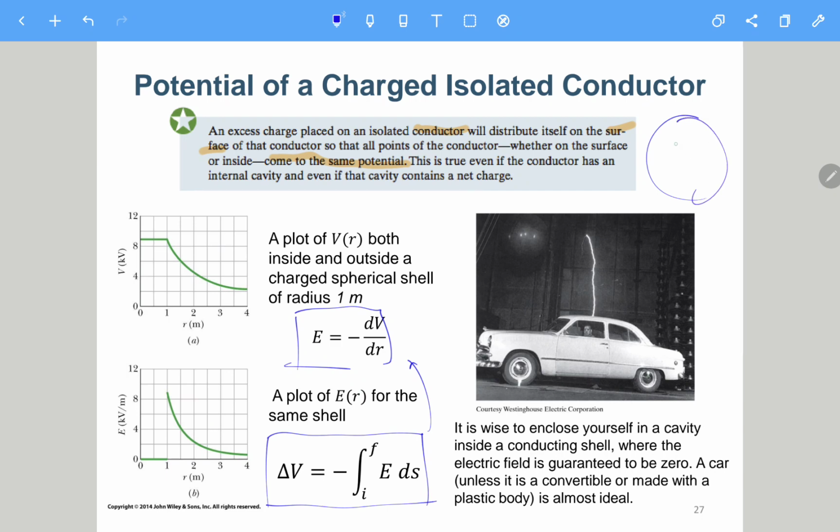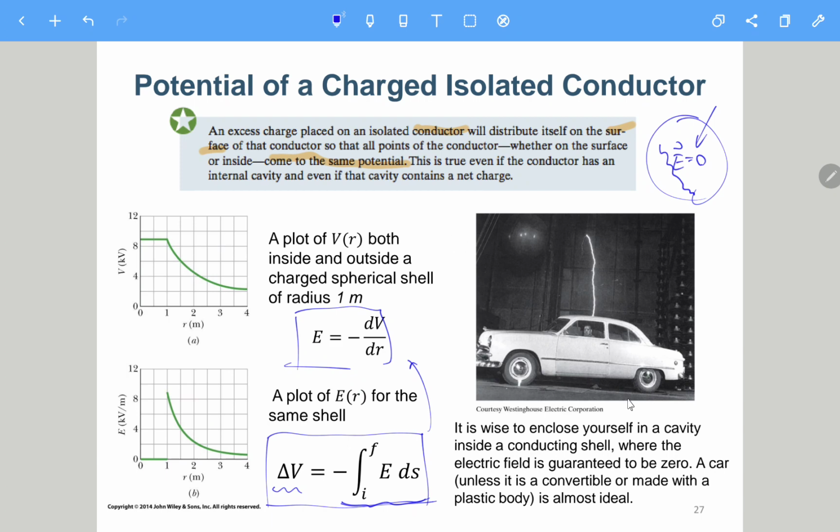Suppose this is a conductor. Inside it, the E field should be zero. If you draw a path inside the conductor and try to do the integration of E dot ds, since E is zero, no matter which path you choose, this integral will be zero. This means that inside the conductor, every point has the same electric potential. This is true even if the conductor has an internal cavity, 空心的, and even if the cavity contains a net charge. Inside it, there shouldn't be any E field.